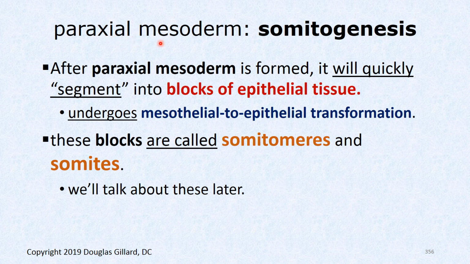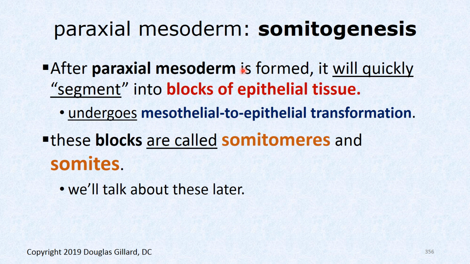Also, paraxial mesoderm is very important for somitogenesis to occur. Some people call that somitogenesis. So after the paraxial mesoderm is formed, it's going to segment into blocks of epithelial tissue. Super important. And those blocks are going to segment even further. We're going to talk about that one in the next video, I think. Stay tuned to the end. Maybe I'll couple these together depending how fast these go.